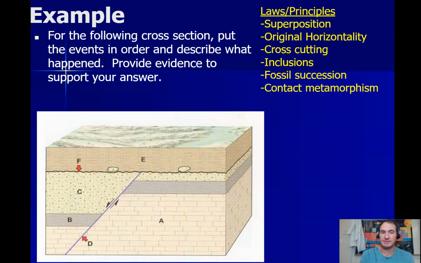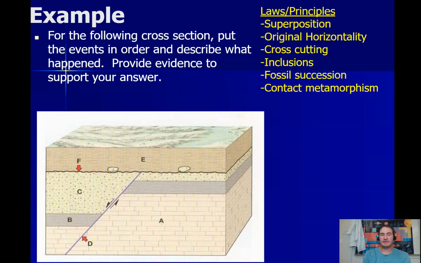A is the oldest, C is the youngest. Which principle did I use? Well, A is on the bottom, C is on top. That's the law of superposition. And so older layers are on the bottom, younger layers are on the top, all right? So we would go A, B, C. That's our first section there.